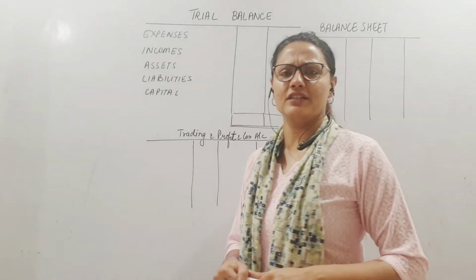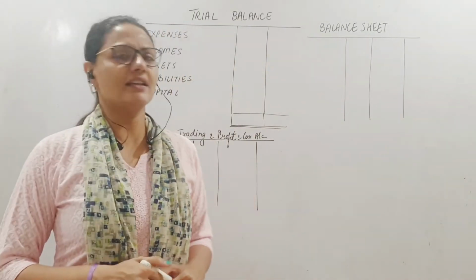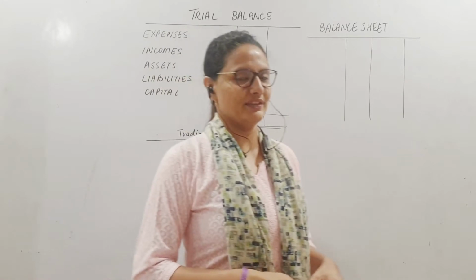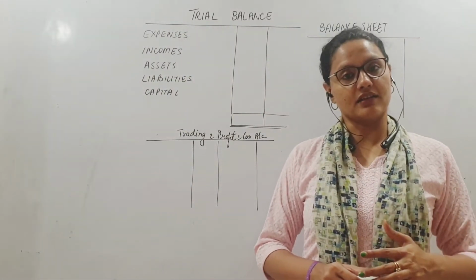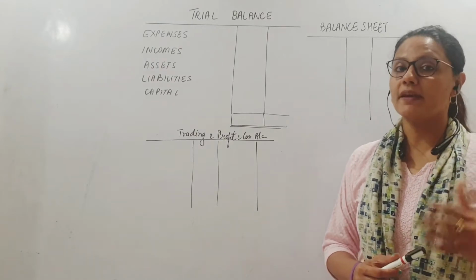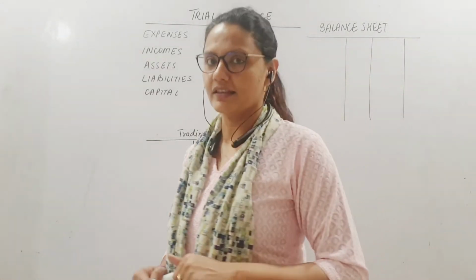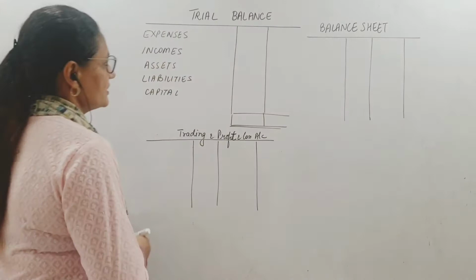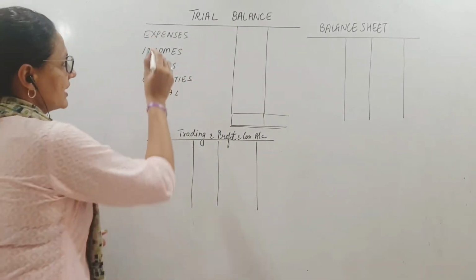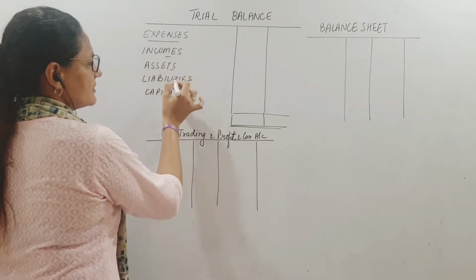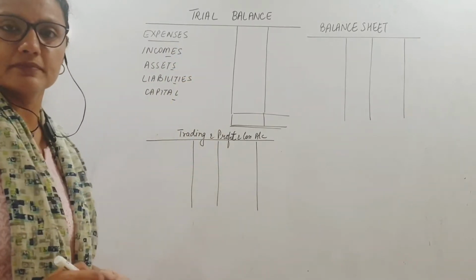I hope all of you are doing well and final accounts is going down well with you. Till now we have done trading account and profit and loss account, isn't it? Which are prepared after your trial balance, correct? Now what happens? You just see this. Your trial balance has all these different types of accounts, all expenses, incomes, assets, liabilities and capital, right?